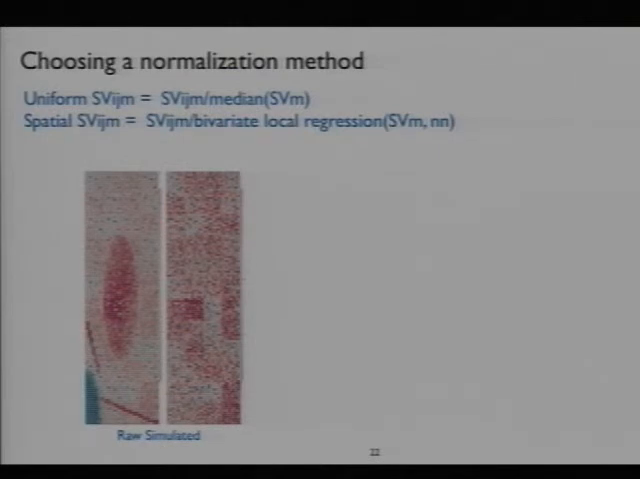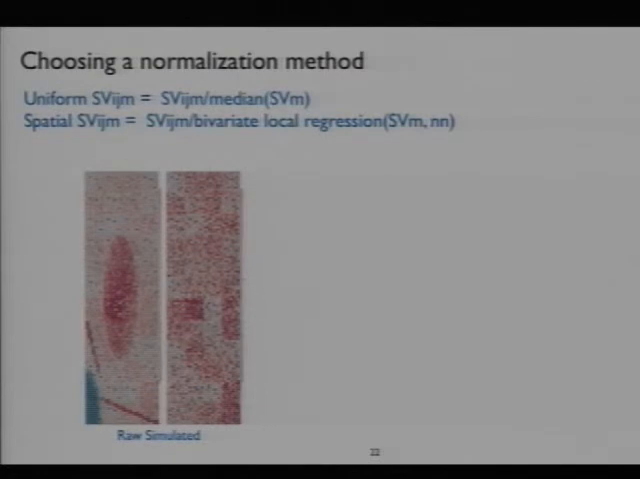And for our type of data, at least what we've been seeing so far, we need to deal with these regional artifacts. So there are spatial normalizations. The one that I've used the most has been to go back to that bivariate local regression, that smooth contour map, and use it to do a normalization of the sample values.